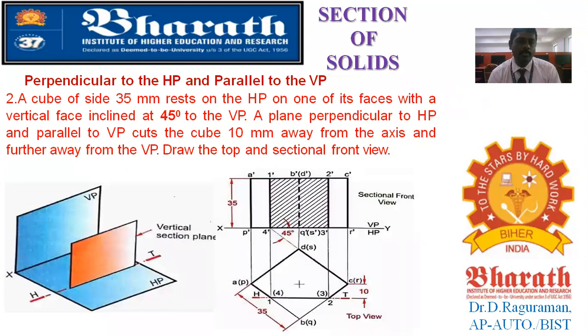Okay, so now the problem with the plane perpendicular to HP and parallel to VP. If you see now, the plane is a vertical section plane. It is kept perpendicular to HP, but parallel to VP. So the condition of the problem: a cube of side 35 mm rests on HP on one of its faces, with the vertical face inclined at 45 degrees to VP.